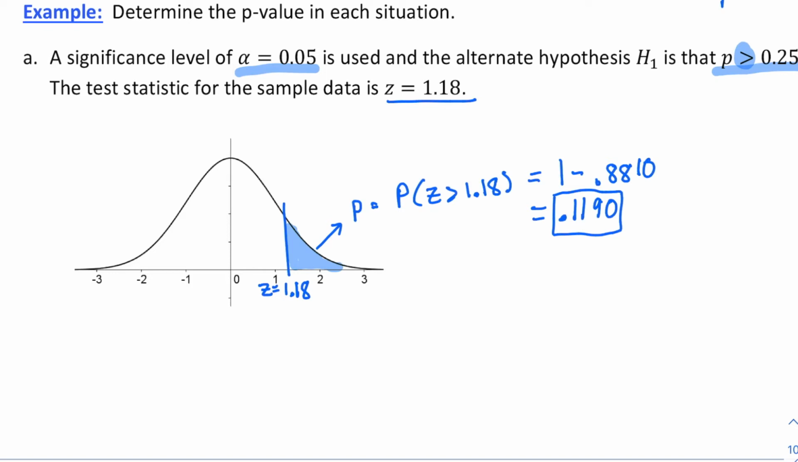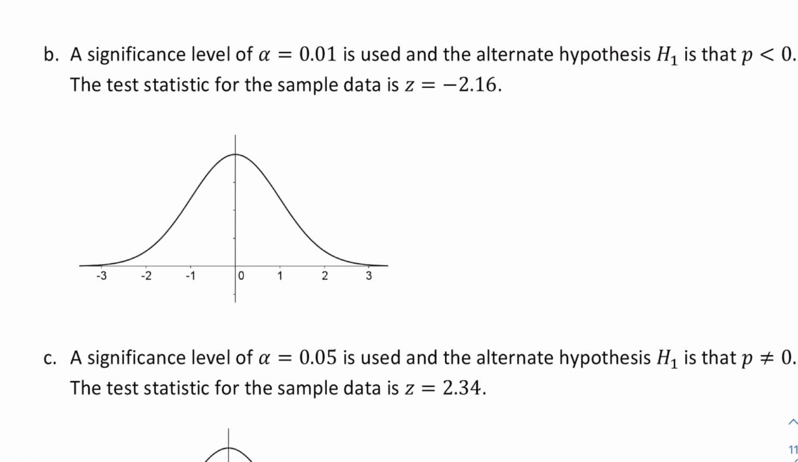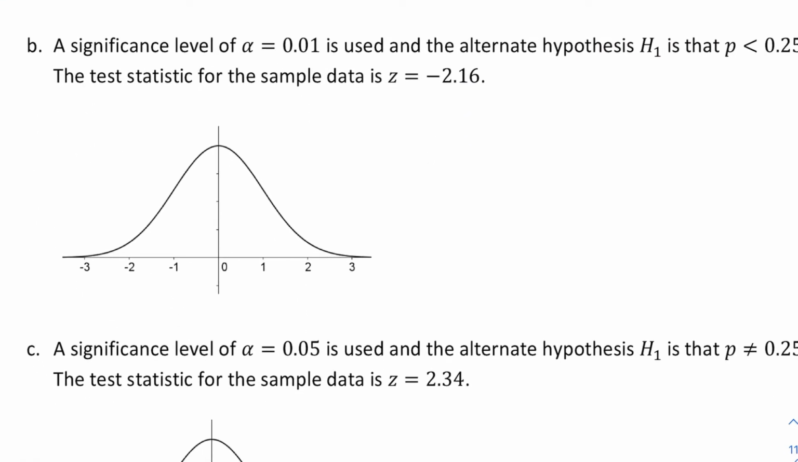You might have noticed that I didn't use my significance level, but that's because the significance level is compared to your p-value to determine the result of your hypothesis test. You don't need it to find the p-value. Okay, so let's do another one.